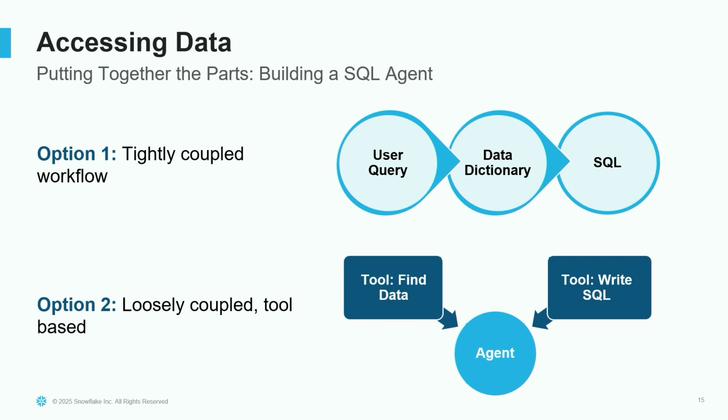Well, there's two options here. The first option is your tightly coupled, I don't want to say old-fashioned, but old-fashioned workflow approach, where you take the user query and then you, by default, get the relevant entries from your data dictionary, you write the SQL, then you move on. Option two is what I would call our more agentic or loosely coupled tool-based approach. And I'm using a new word here, tool. I'm sure you've heard it a lot.